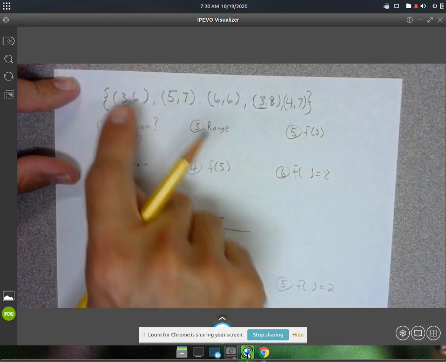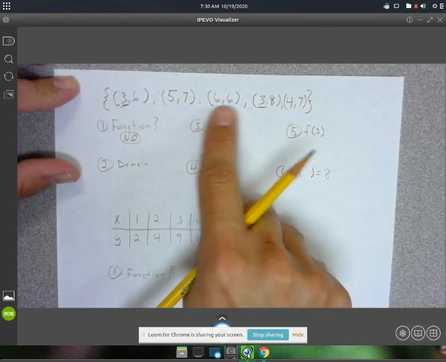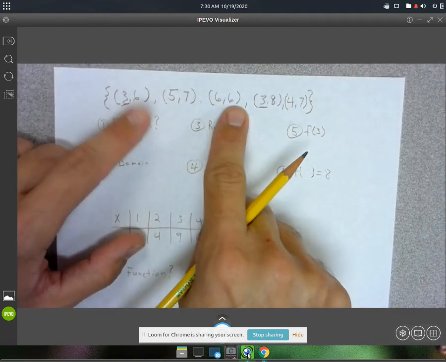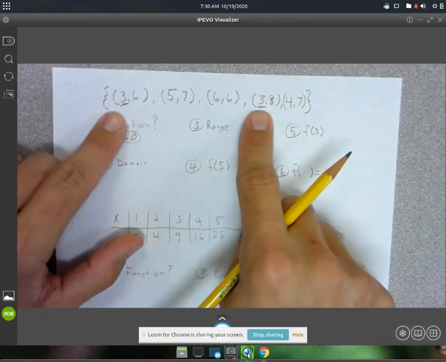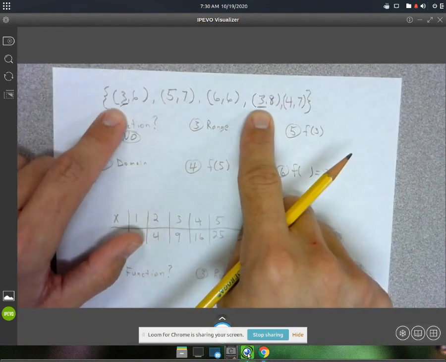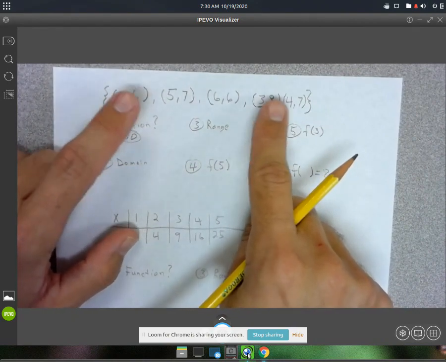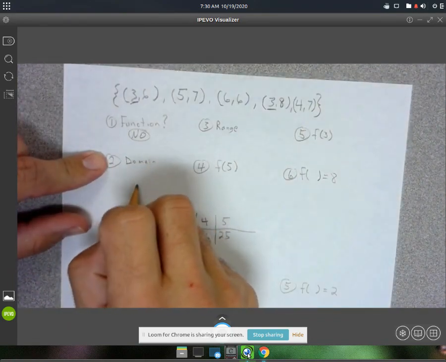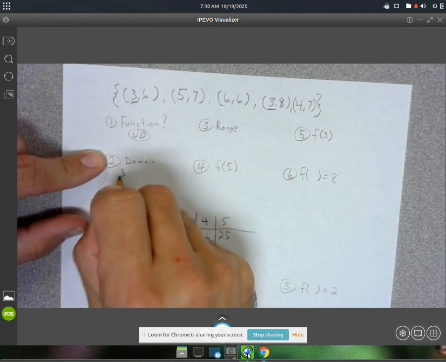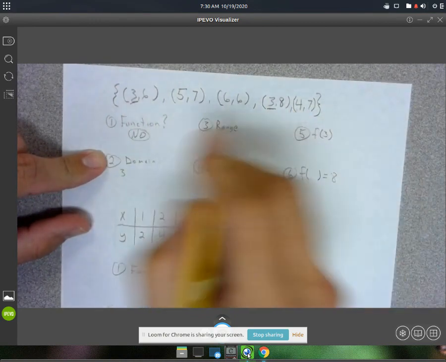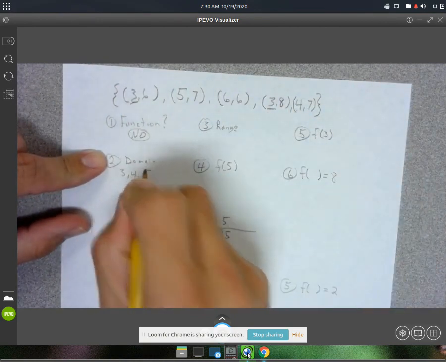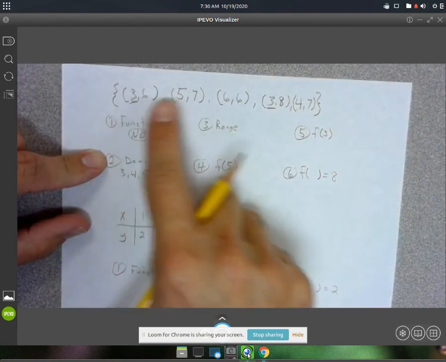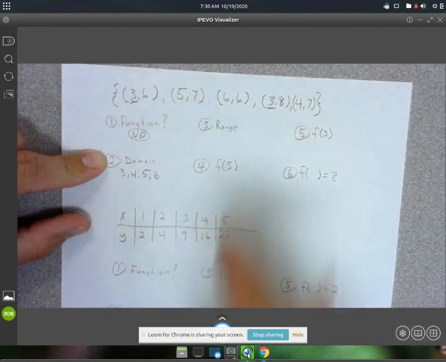All right. The fact that 3 went to 6 and 6 went to 6, that's okay. You can have 2 different inputs going to the same output, but you can't have the same input going to 2 different outputs. Your domain would be all of the inputs. So you'd have 3, 4, 5, and 6.